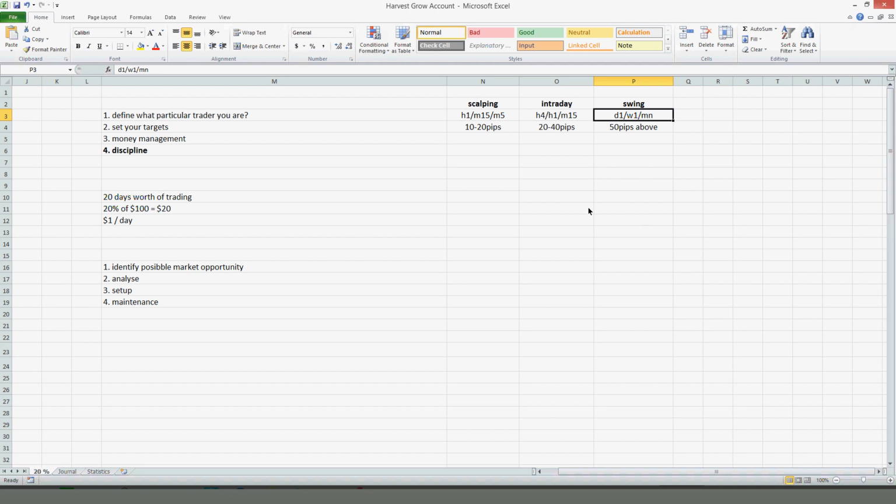Before we move on to signals and setup, let's take a quick 5 minute break, and then we'll go back and talk about signals and setup later on.